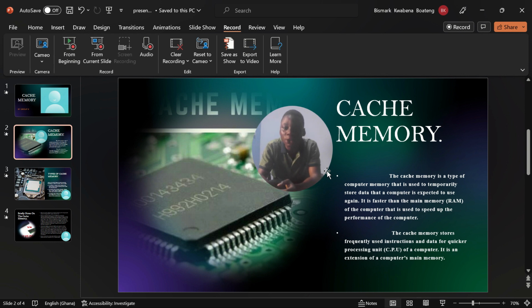So it's an extension of a computer's main memory. Every computer has this memory, and the cache memory helps to extend, let me say, the speed of the memory in the computer. Let's say DDR3, 4 gig. Its function is limited to a speed rate, so the cache memory helps to extend that kind of speed of the memory allotted to the memory. So let's continue.